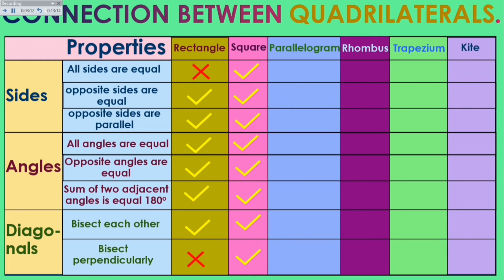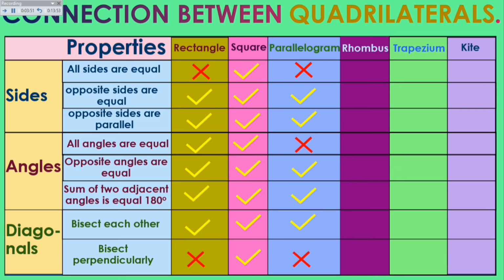Now let's go for the parallelogram. Are all the sides equal in a parallelogram? Of course, no. Are the opposite sides equal? Yes. Are the opposite sides parallel? Of course, yes. Are all the angles equal? Of course, no. Are the opposite angles equal? Of course, yes. What about the sum of the adjacent angles? Is it equal to 180 degrees? Of course, yes. Do the diagonals bisect each other? Yes. Do they do so perpendicularly? Of course, no.